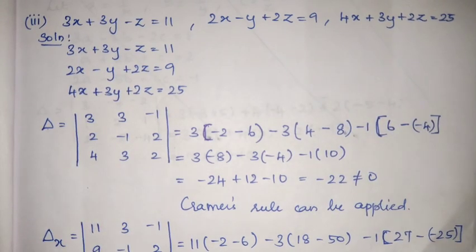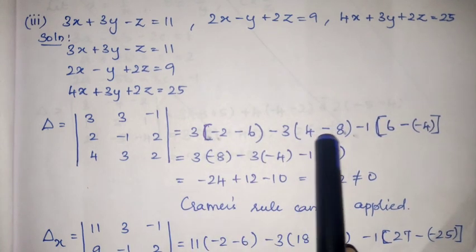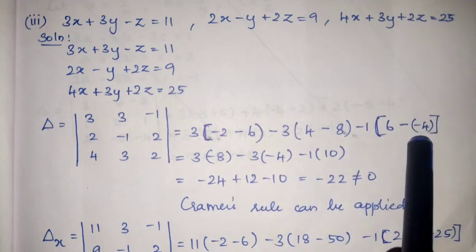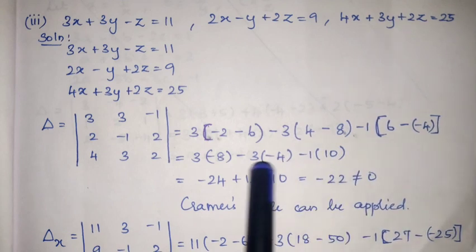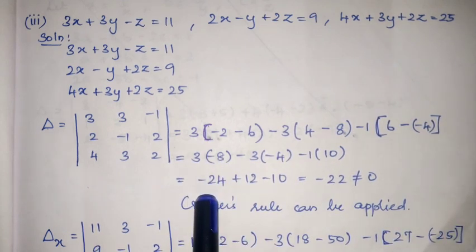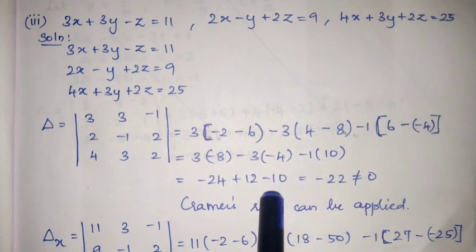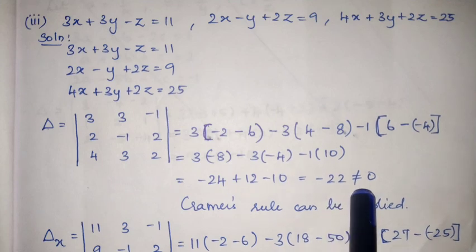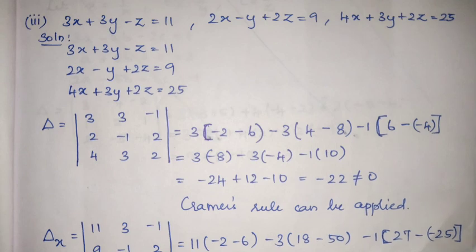Can you understand? Simple. Now minus 2 minus 6 is minus 8. Minus 4 minus 4 into 2 is minus 8, so minus 3 into minus 8 is... 6 into minus of minus 4 means 6 plus 4, which is 10. So 3 into minus 8 is minus 24. Minus 3 into minus 4 is 12. Minus 1 into 10 is minus 10. So altogether it is minus 22. It is not equal to 0, so Cramer's rule can be applied.